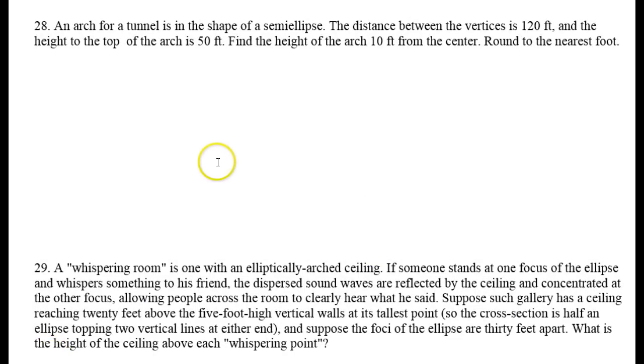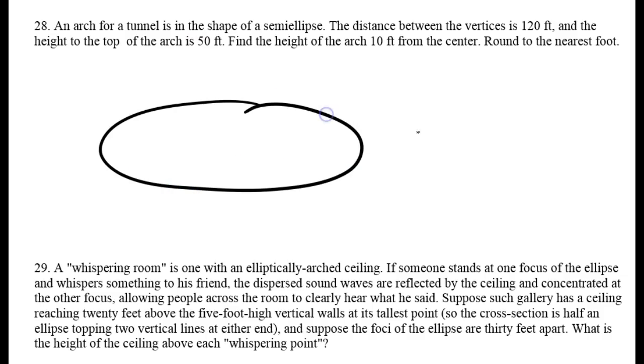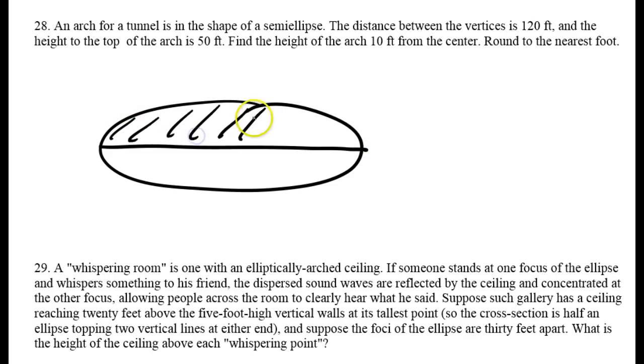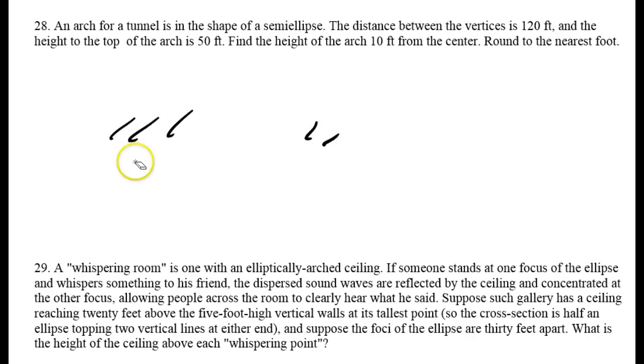Let's do another real-world problem. An arch for a tunnel is in the shape of a semi-ellipse. All right, that's half of an ellipse. So if an ellipse is like this type of deal, boom, a semi-ellipse would just be like the top half, for example. Anyways, the distance between the vertices is 120 feet, and the height to the top of the arch is 50 feet. Find the height of the arch 10 feet from the center, round to the nearest foot. Let's draw a picture.